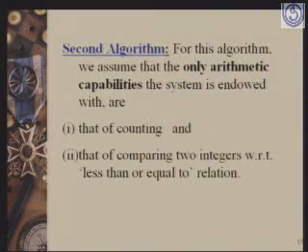We are given two integers, natural numbers m and n. We are to find out the product mn. However, in this particular case, we don't know the multiplication tables. Rather, we know only two things. First of all, we know counting, and secondly, we know how to compare two numbers for the less than or equal to relation. In this case, the earlier method of finding the product of two numbers will not suffice, because the system or the human being doesn't know multiplication tables up to 10.